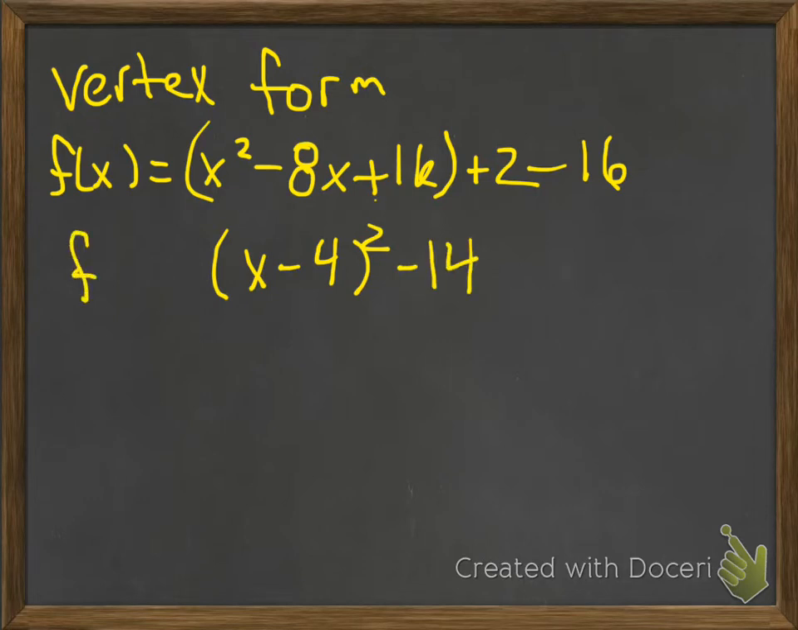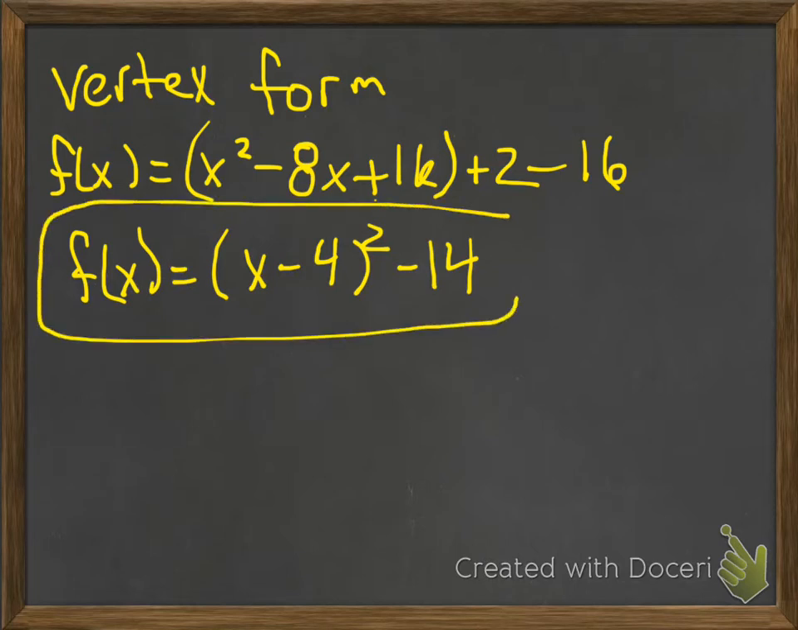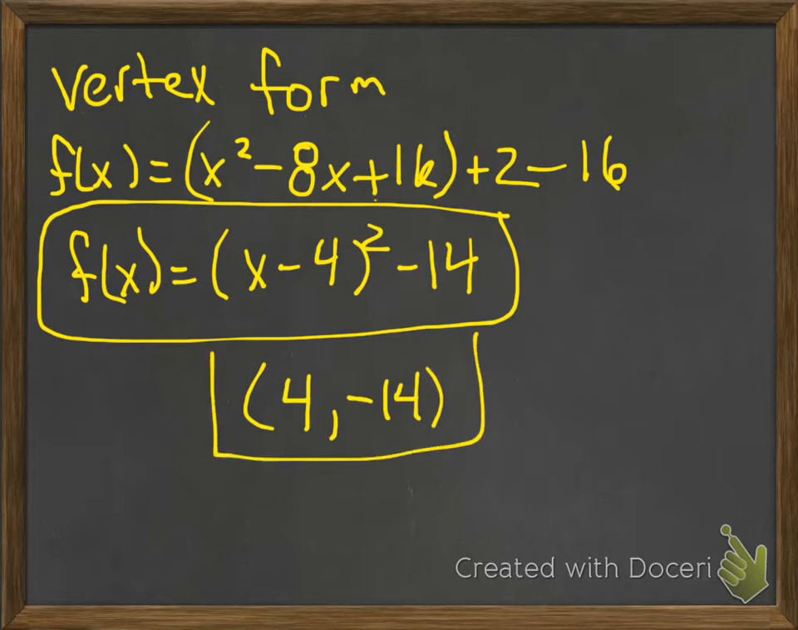Okay, so f of x is equal to that. So then I can just say that's in vertex form right there. And then the vertex is positive 4 comma negative 14. Now on the test, I expect you to give me both of these as answers. So remember, opposite of the parentheses, but keep the one outside the parentheses the same.